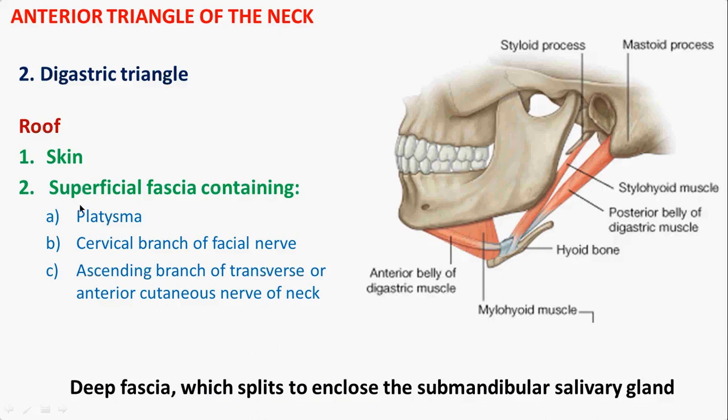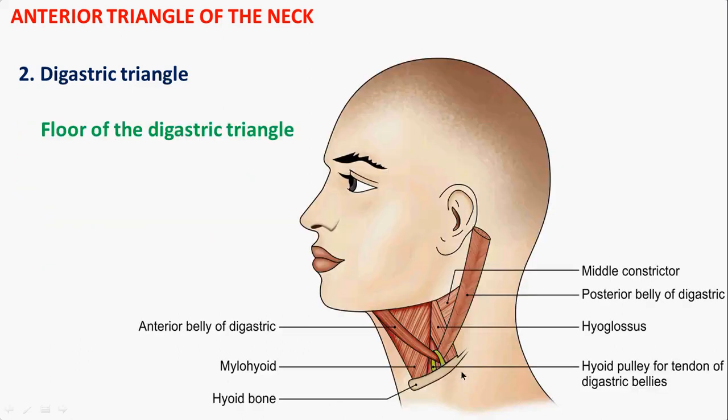Now the roof: skin, superficial fascia that we have seen. It contains the platysma, cervical branch of the facial nerve, and the ascending branch of transverse and anterior cutaneous nerve of the neck, deep fascia which splits to enclose the superficial submandibular salivary gland.